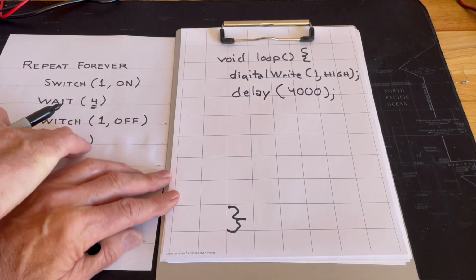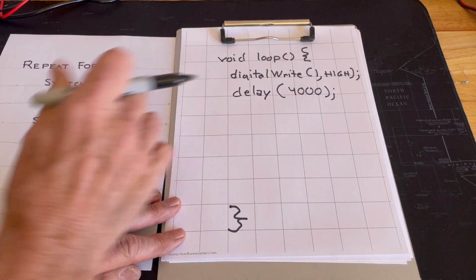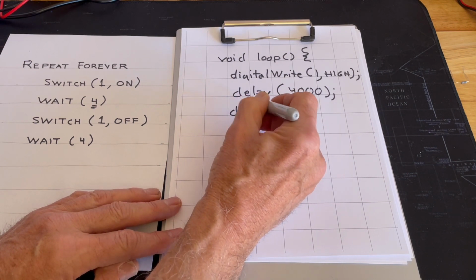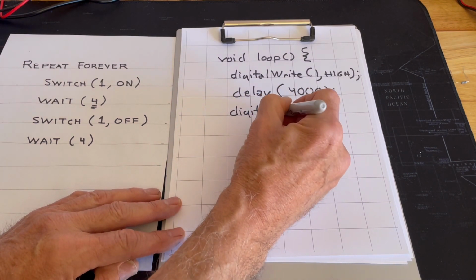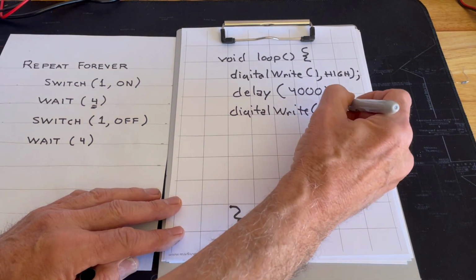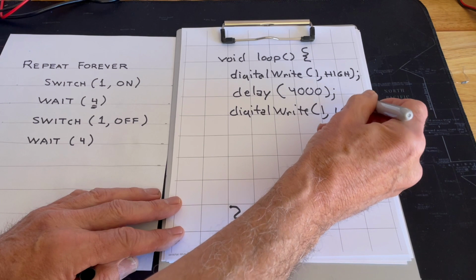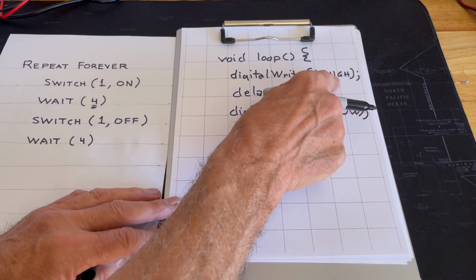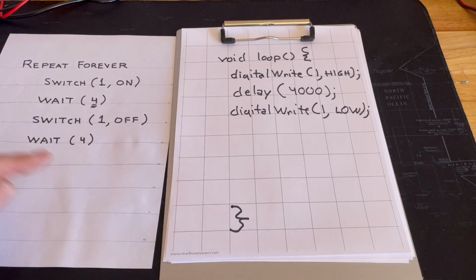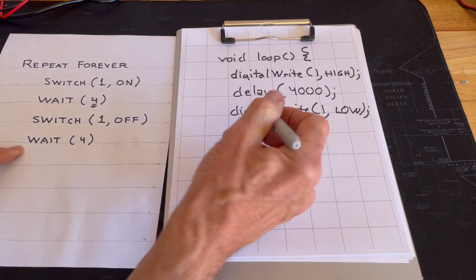And we want to switch off the LED. Then it's low. So turning something on is high, turning it off is low. And then we're going to wait another 4 seconds.